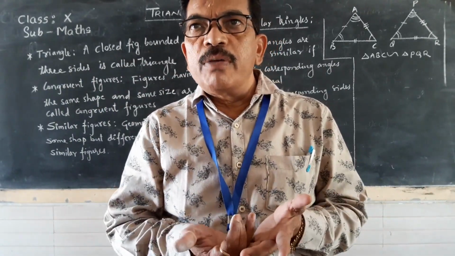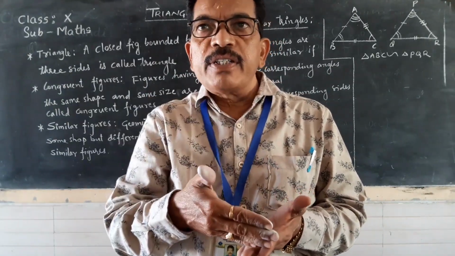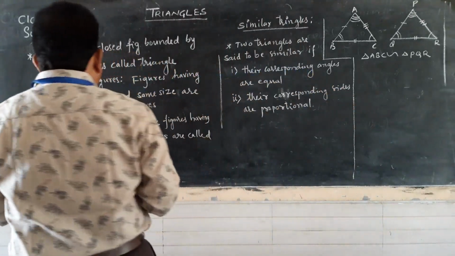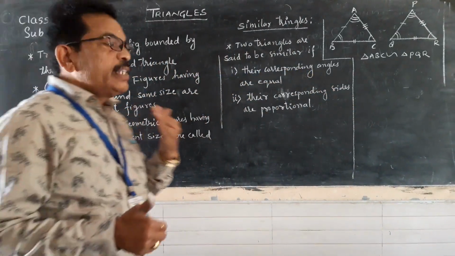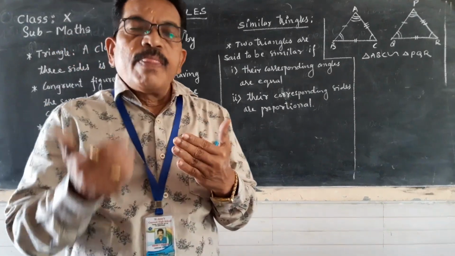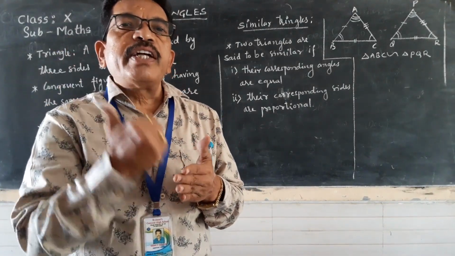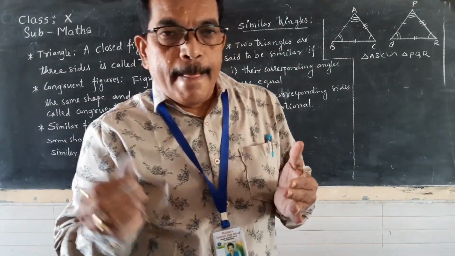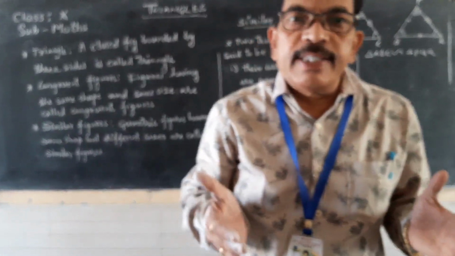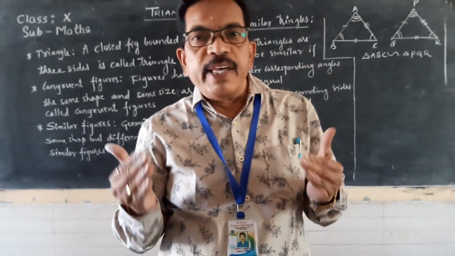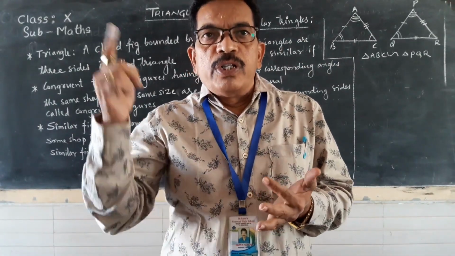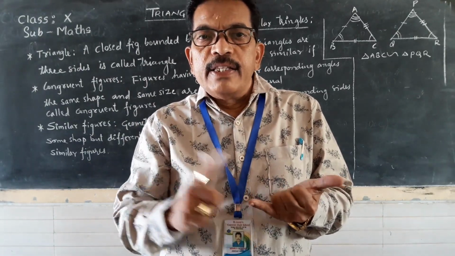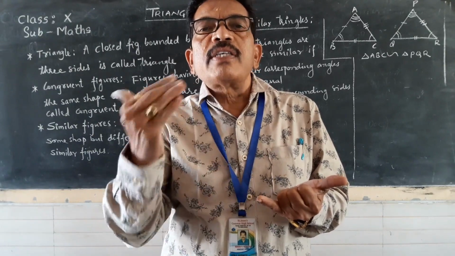A triangle is nothing but a three-sided figure, a closed figure bounded by three sides. So we have different types of triangles. For example, we have classified the triangles on the basis of their sides as well as on the basis of their angles. Equilateral triangle, isosceles triangle, scalene triangle: these are all based on the sides.